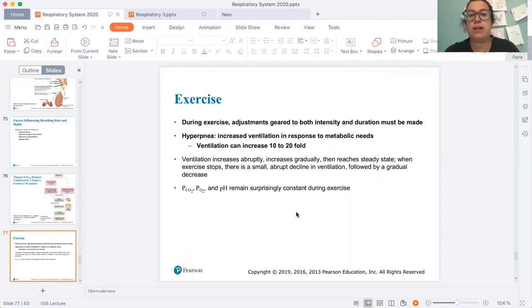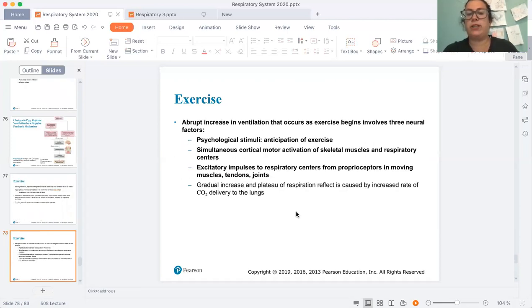So during exercise, we need to adjust things to make the intensity and duration so our body doesn't either not get enough oxygen or hyperventilate. Now we have something called hyperpnea, which means that you're increasing your ventilation, your ability to get air in, to meet the needs of your body. So when we exercise, our ventilation increases about 10 to 20 fold. That kind of makes sense, right? If we work out, we need more oxygen. More oxygen means we need more ventilation.